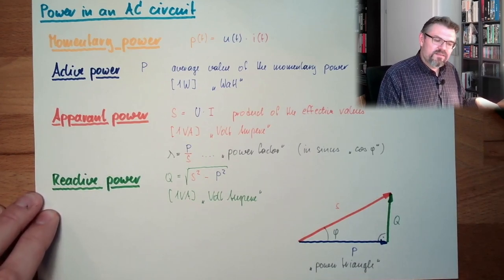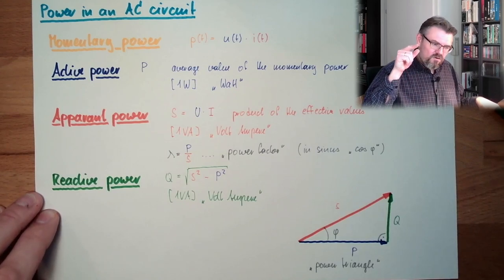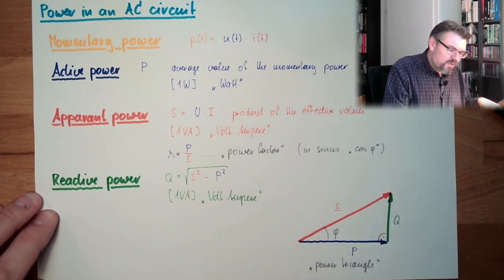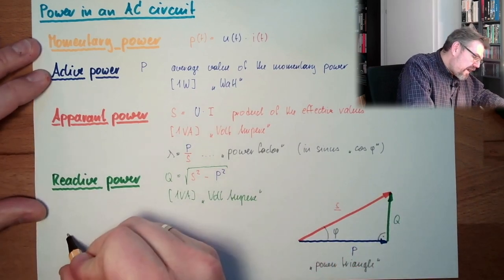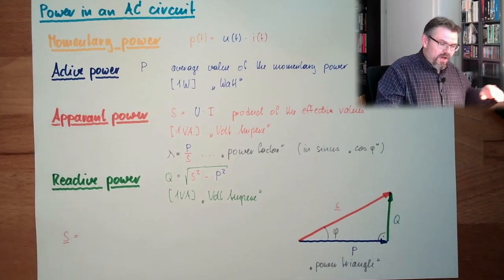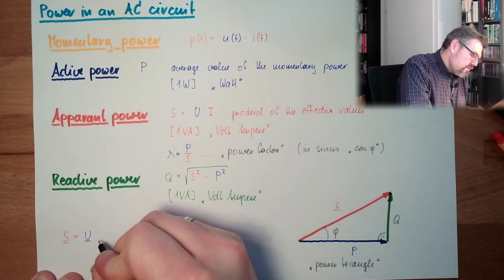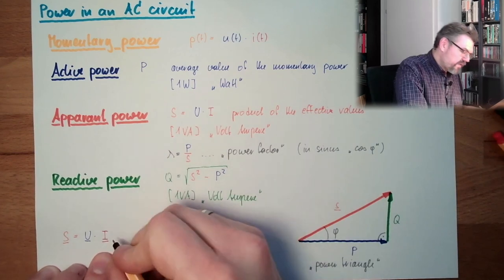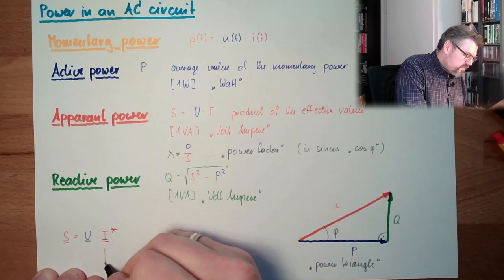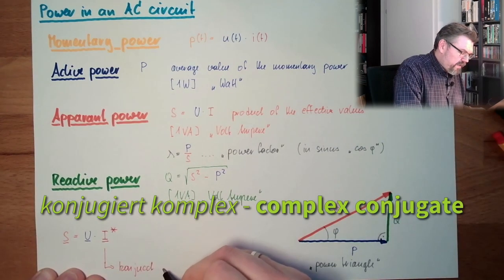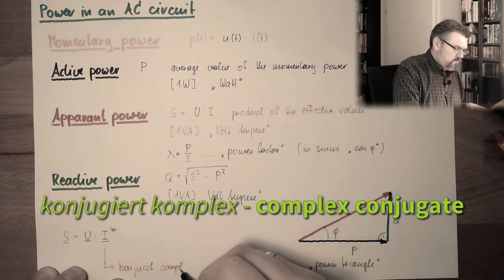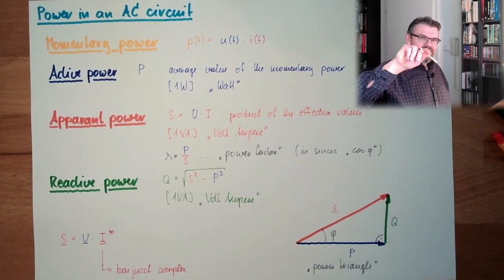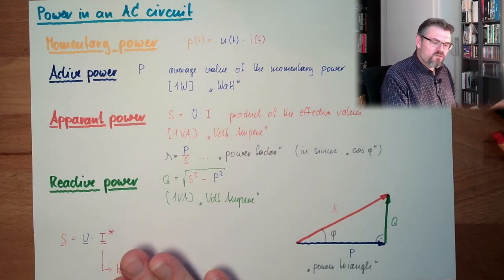So, if we want to calculate this as a complex number, then we say, okay, this is a complex number, I have a length, I have an angle, this can be calculated. And if I want to calculate this complex apparent power, I just have to multiply the complex U by the complex I. This would be logical, right? But it's not the case, because we have to use the conjugate complex. This is for sure wrong. We have to flip the sign of the imaginary part. Then everything turns out to be correct.